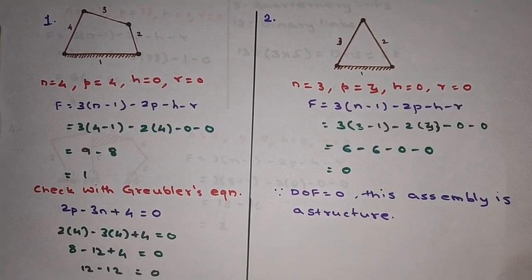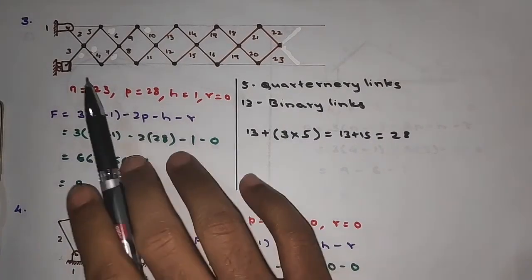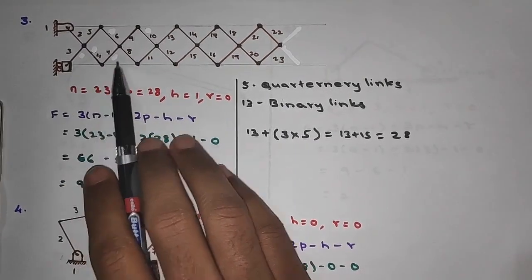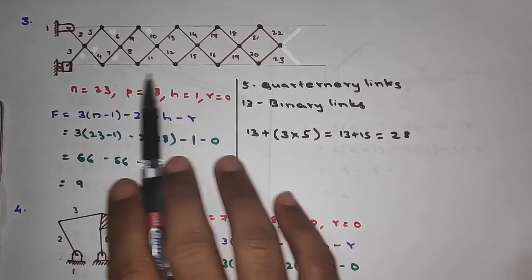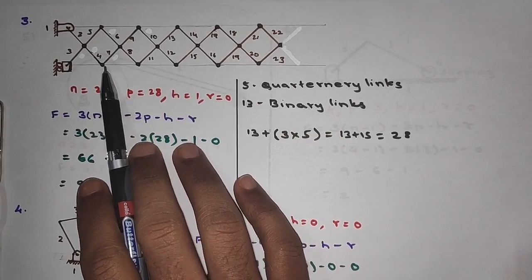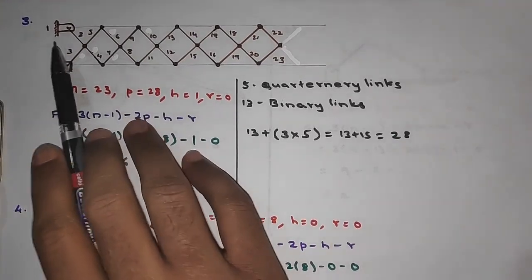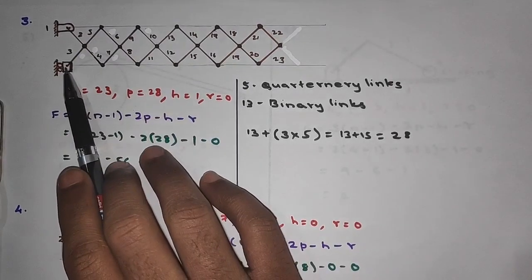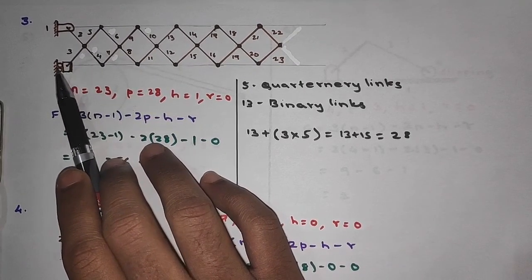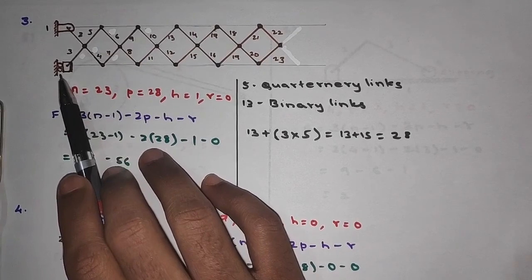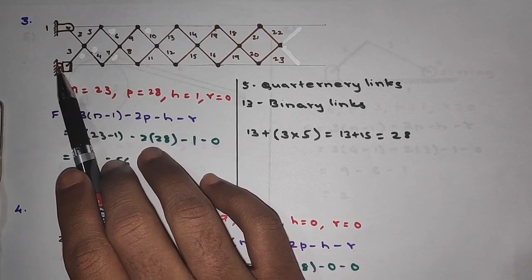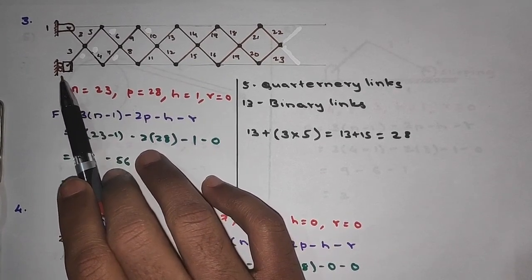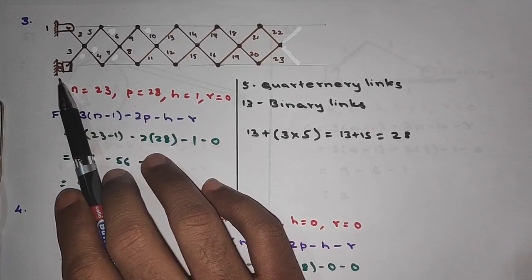Now let us go for the next problem. This is also another important mechanism. If you see, this mechanism consists of 23 links. I have already marked these 23 links, so you can pause the video and count these links. But one thing here: for link number 1 at this particular point, we have a lower pair. At this point we have a lower pair, but link number 1 is in contact with a roller support, and since the roller support has line contact with the surface, there is one higher pair present in this particular arrangement of links, or mechanism.